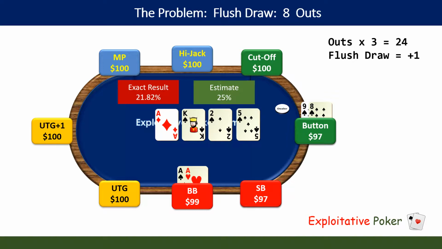So I'll go through a few more examples just to show that when a player has a set and a backdoor flush draw, the estimate is consistently 3% too high. And that's with just one exception, and I'll show you that now.